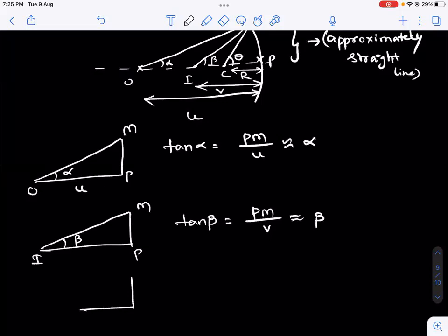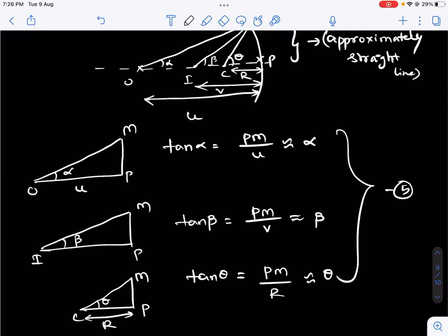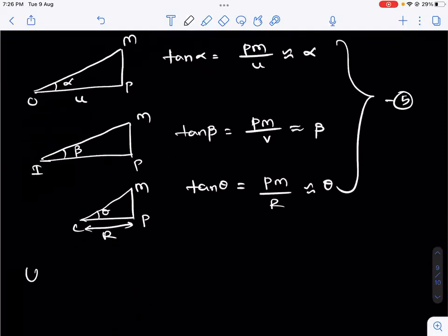Similarly, I have MPC, where this is theta, this is R. So tan theta is equal to PM divided by R. This is approximated to theta. Now I will take all these values and call it as 5. Okay. So I will use 5 in 4.